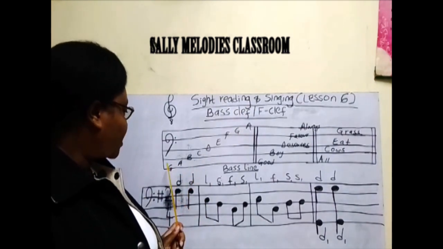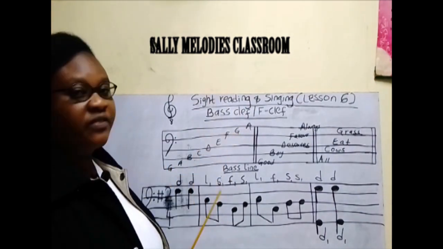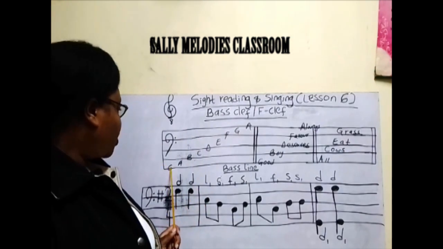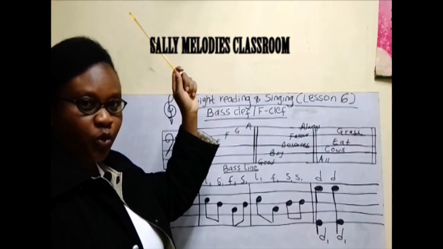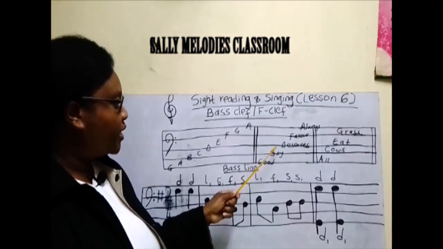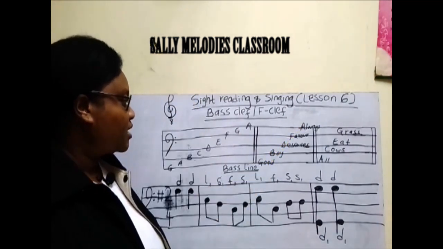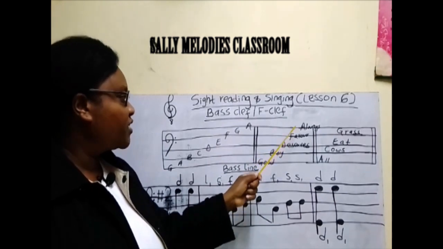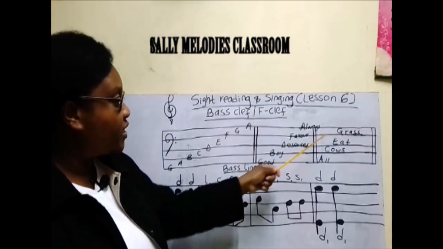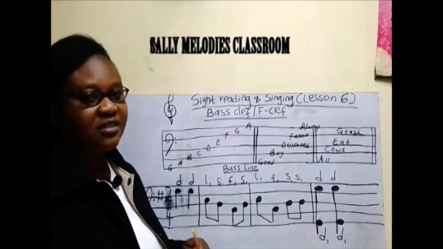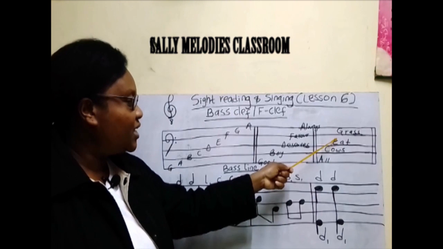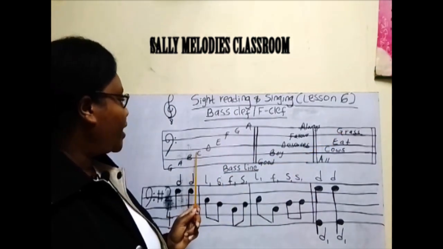Line 1 is a G, and then you get the rest of the letters: G, A, B, C, D, E, F, G, A, and so on and so forth. Good boy deserves favor always. And then for the spaces you say, all cows eat grass. So you can see where your C is.